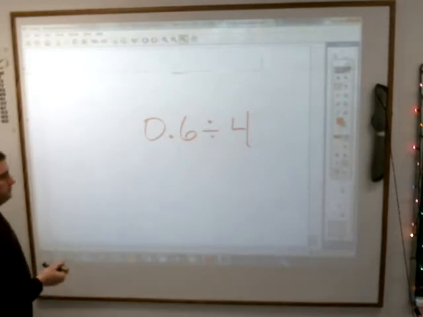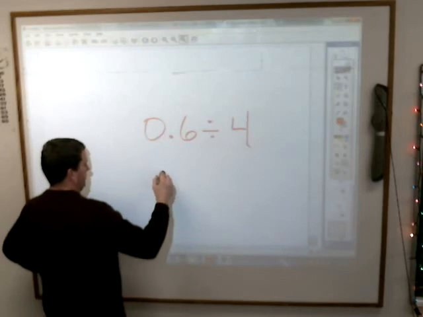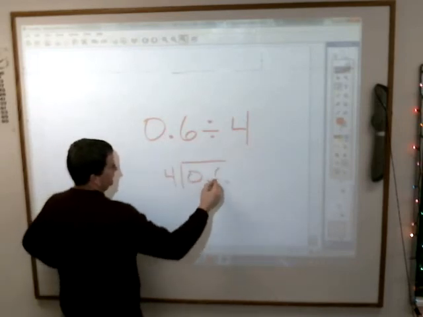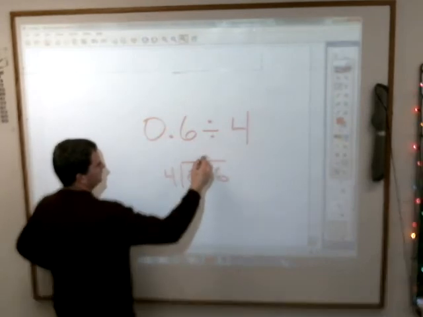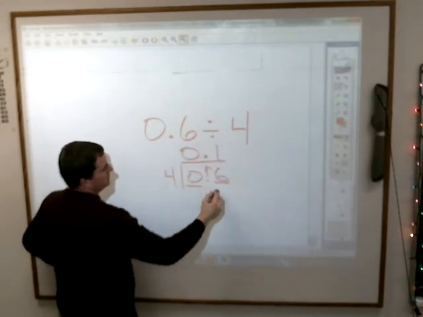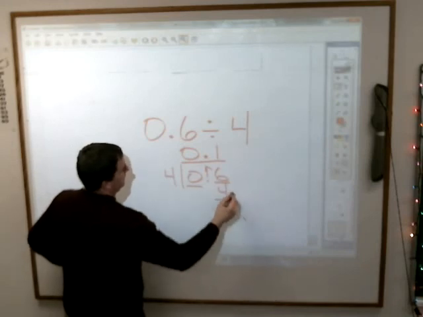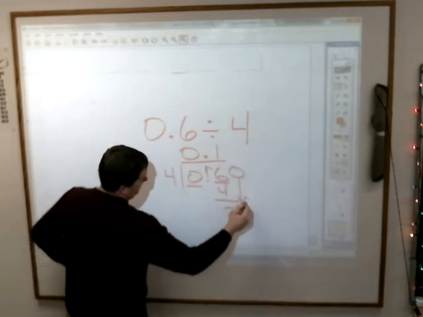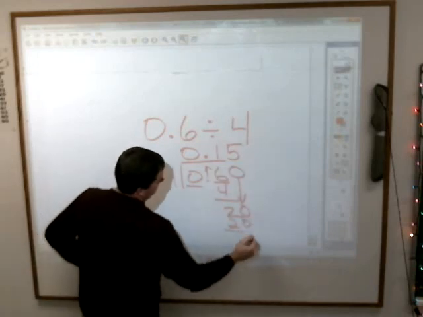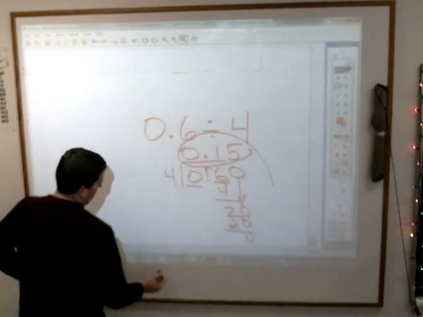Sammy Espanol. 0.15. Let's check. 4 into 0.6, the decimal goes straight up. 4 doesn't go into 0, it does go into 6 once. Subtract, you can't have a remainder, so you add a 0 and bring it down. 4 goes into 20 5 times, nothing left over. Everybody's happy.